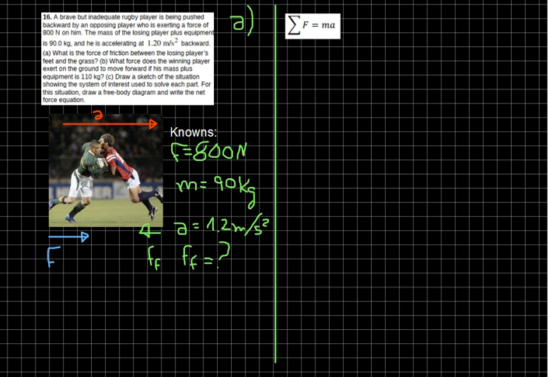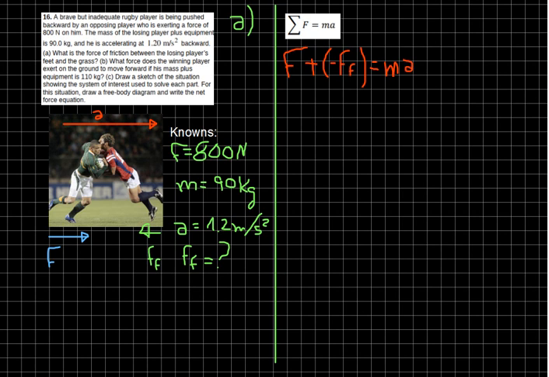Alright, the formula that we're going to use here is Newton's second law of motion, which states that the addition of all the forces is equal to the mass times the acceleration. And what are all the forces involved in this exercise? Well, we only have the force of 800 newtons on the player and the force of the friction. So let's add them. We have the force on the losing player plus the negative of the friction, and remember it's negative because it's against the movement, equals the mass times the acceleration.